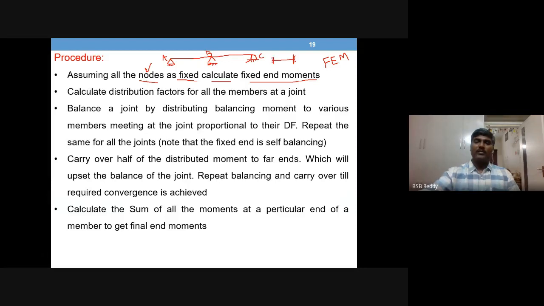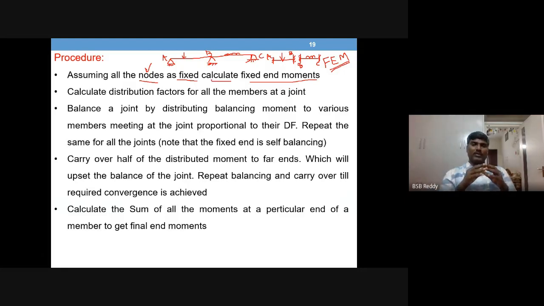Okay, this is AB. Similarly, take BC as a fixed beam. So you must take all the members as fixed beams. Say if there is a load here, something like this, same loads you take on the beam, then write fixed end moments MFAB, MFBA, MFBC, and MFCB. So that is step one to start with.